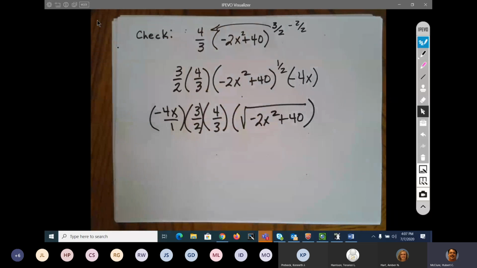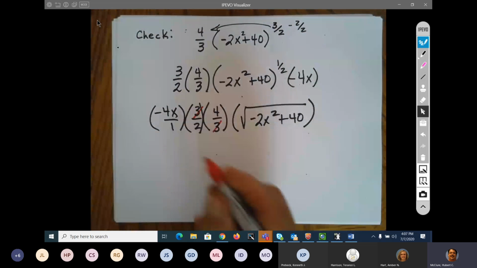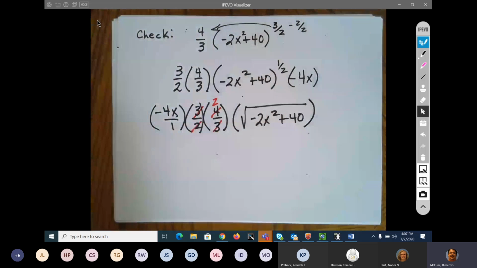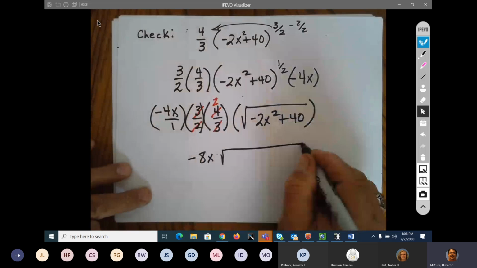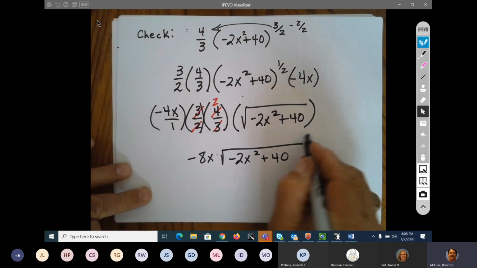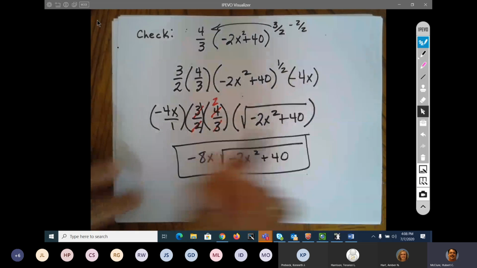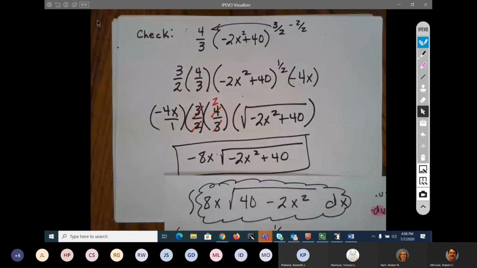The 3's cancel. Let me get my red pen so we can do this legitimately. The 2 will cancel with that 4 and make a 2. And then what is 2 times negative 4? Negative 8. Negative 8x times the square root of negative 2x squared plus 40. Let's see if that's what we started with. Look at that. It's a miracle.